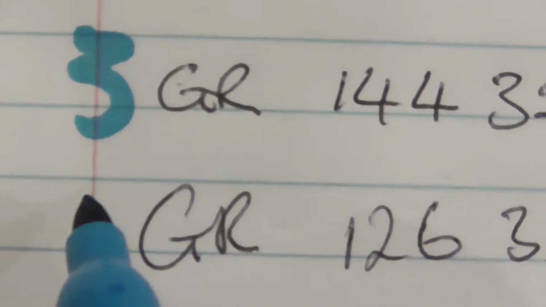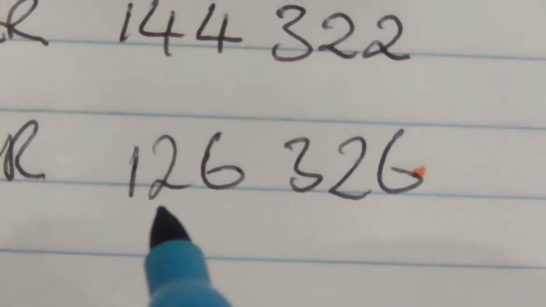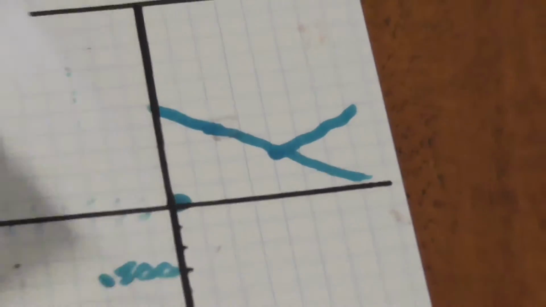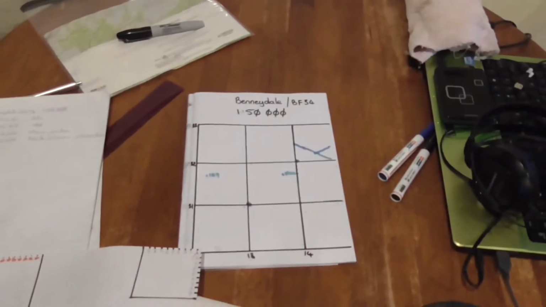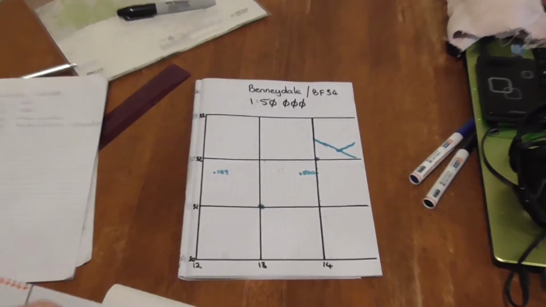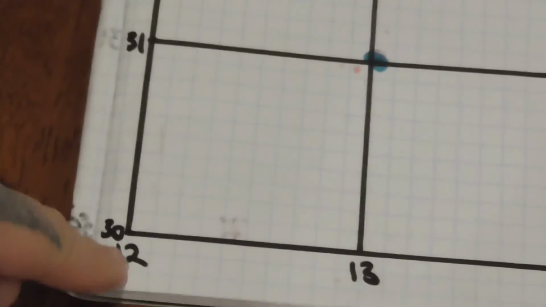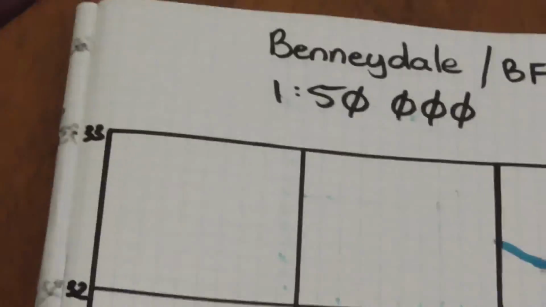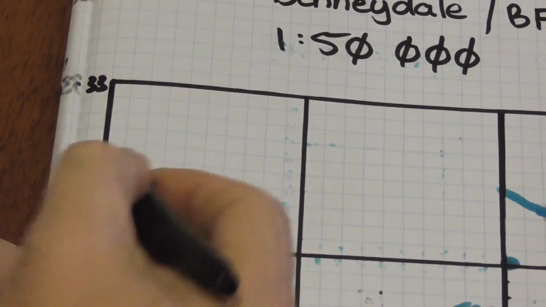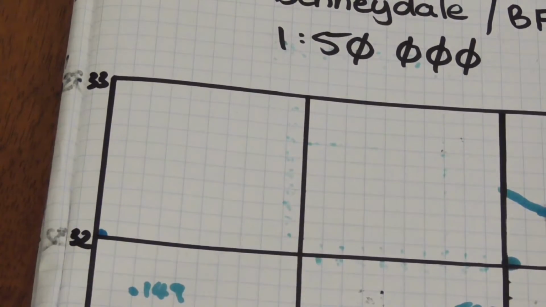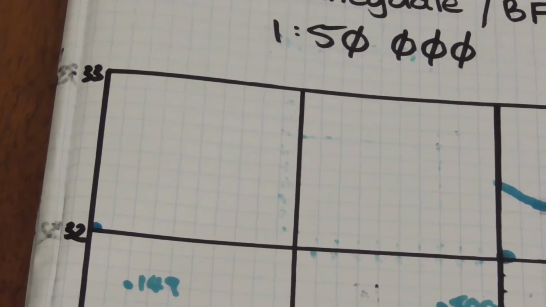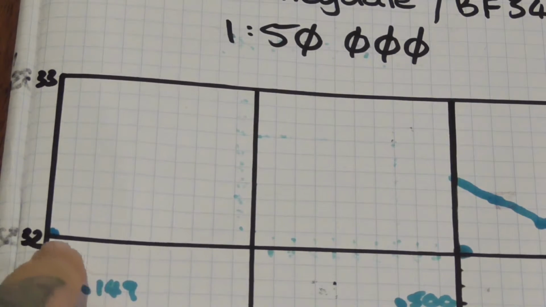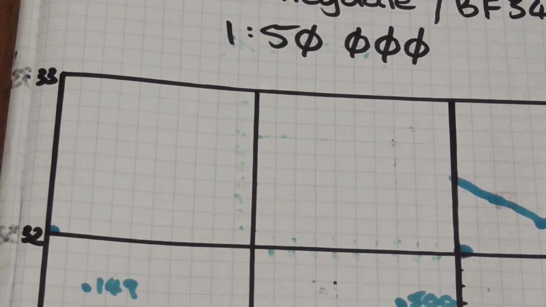Grid reference number 4. Grid reference 126326. So let's have a look. 1, 2 down the bottom here. 1, 2, 6, 3, 2, 6. So we've got to go up. 1, 2, 3, 2. We're in this grid square. Okay, so 1, 2, 6, 3, 2, 6. That means we have to go across 6 and up 6. Always go across before we go up.